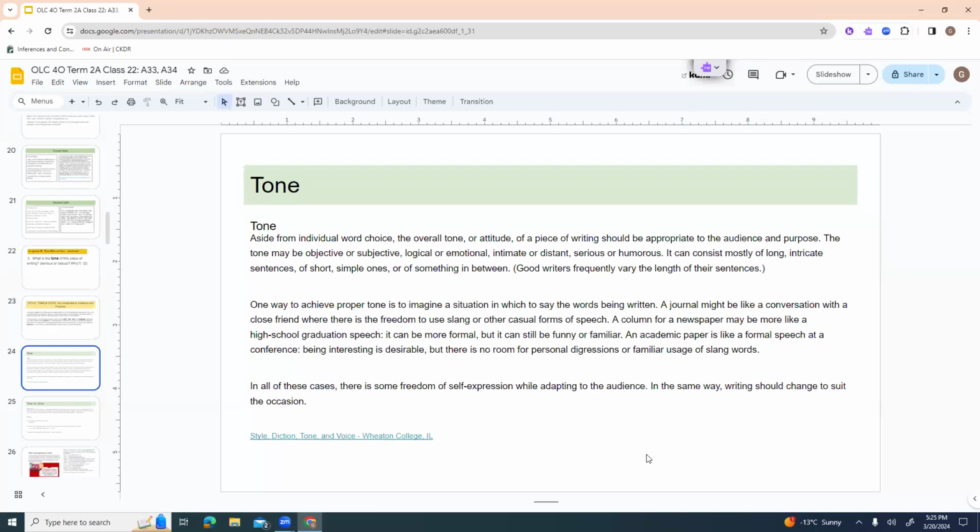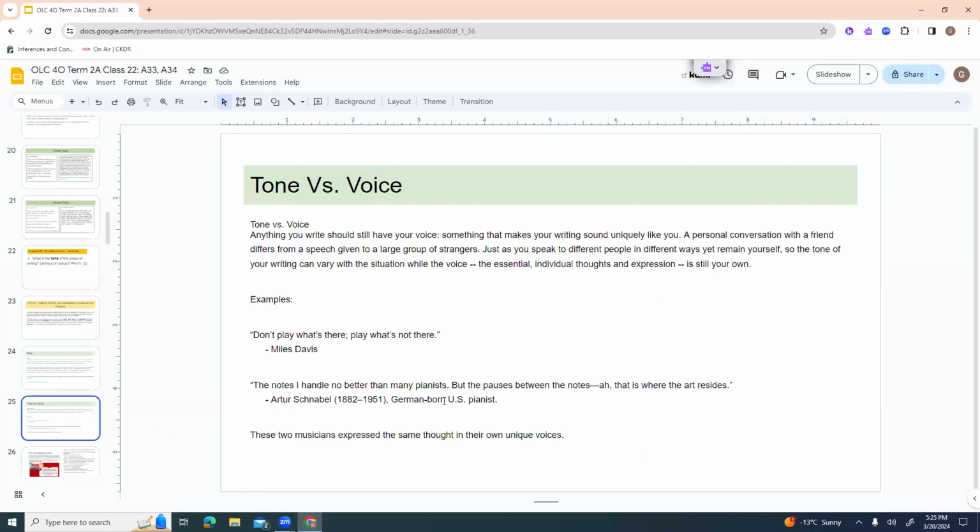An academic paper is like a formal speech at a conference. Being interesting is desirable, but there's no room for personal digressions or familiar usage of slang words. In all these cases, there's still some freedom of self-expression while adapting to the audience. And in the same way, writing should change to suit the occasion.